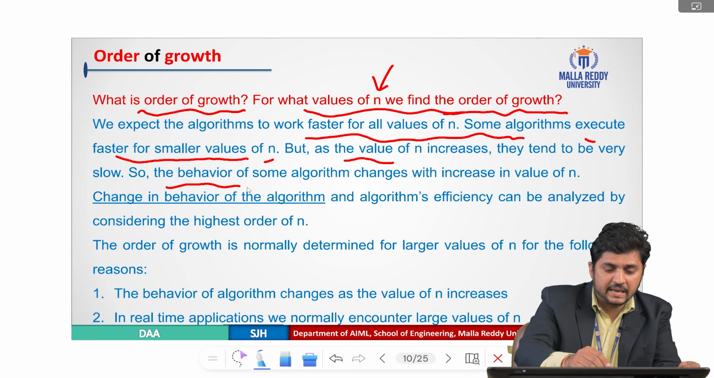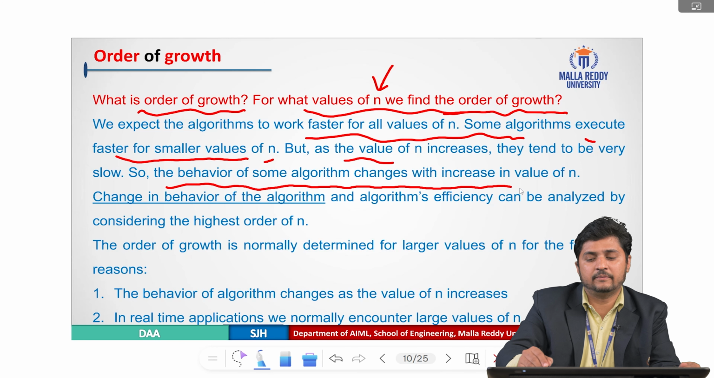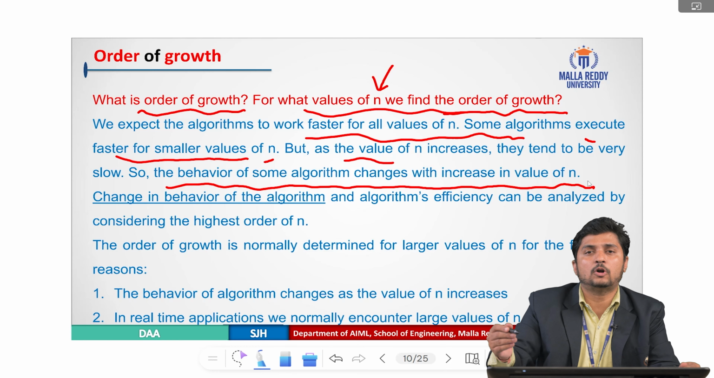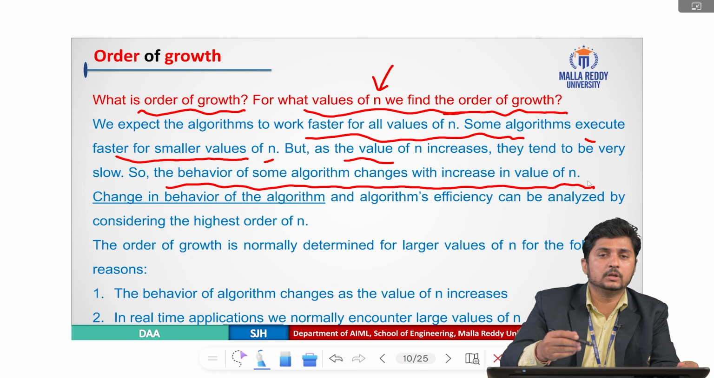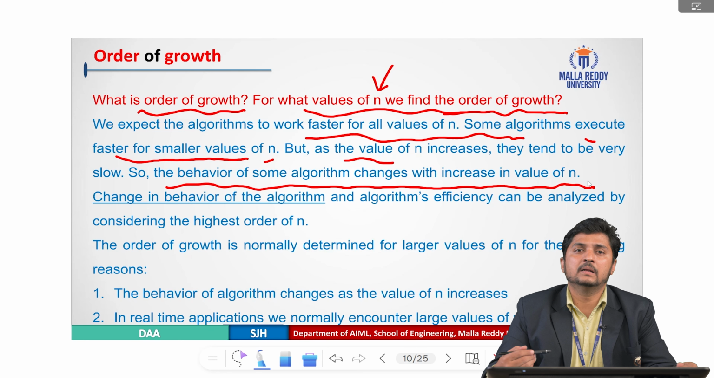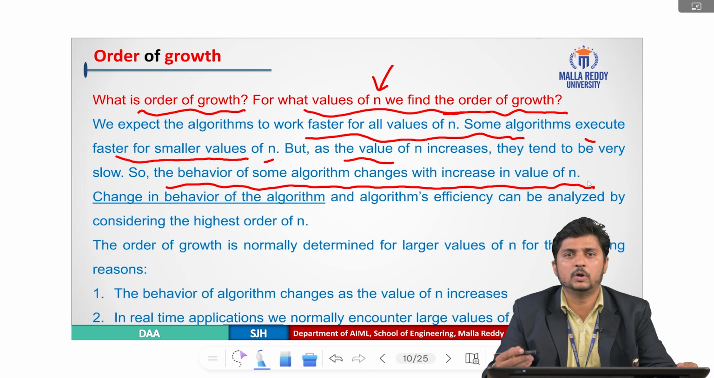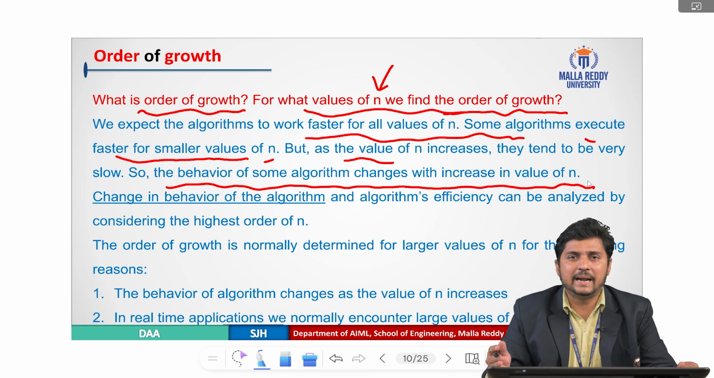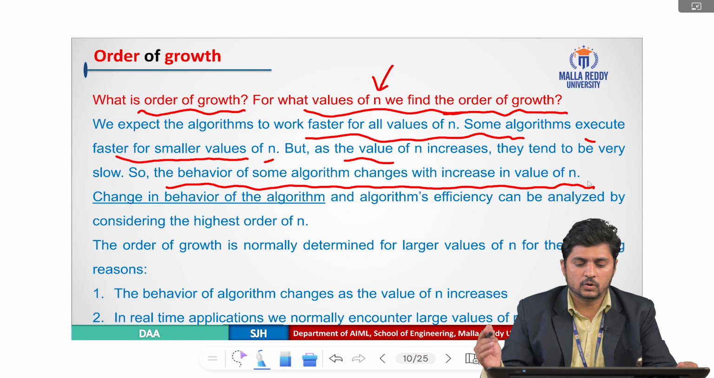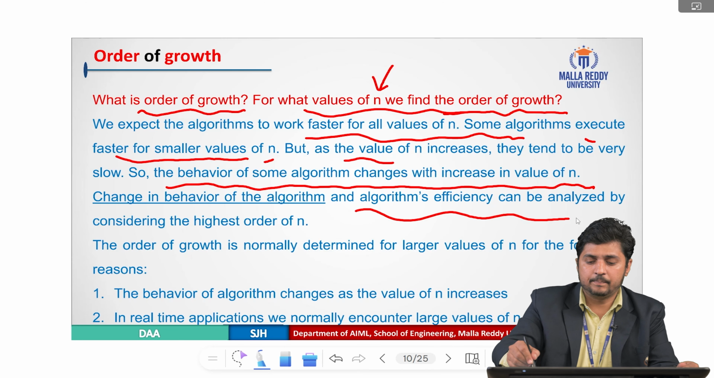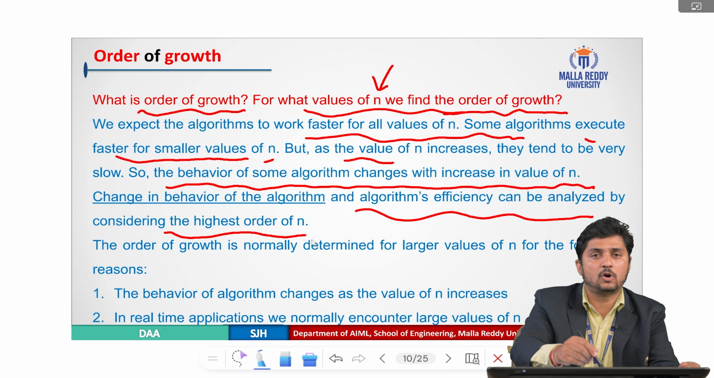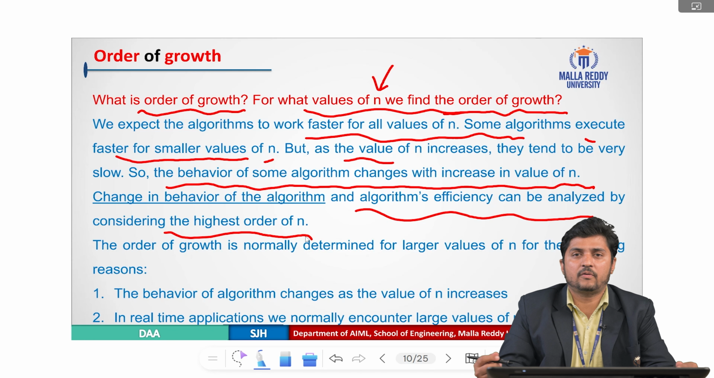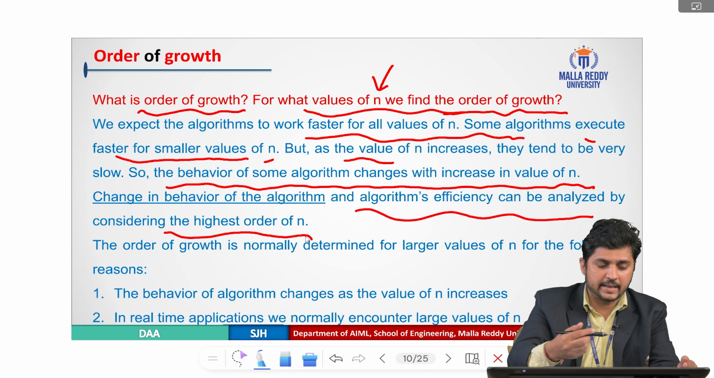This behavior of some algorithms changes with an increase in the input size or the number of inputs. The change in behavior of the algorithm can be seen under the order of growth, and based on that change in behavior we are going to have certain categories or classes. We'll shortly see that the algorithm's efficiency can be analyzed by considering the highest order of n. Here the highest order of n we are going to discuss shortly in the next slide.